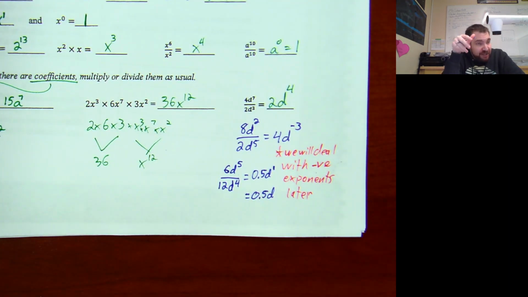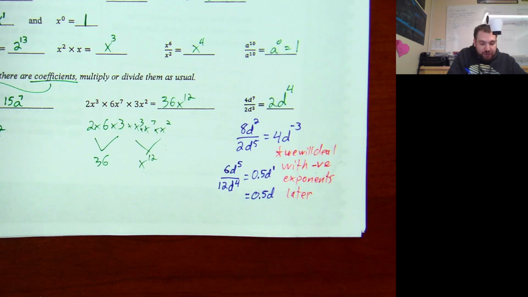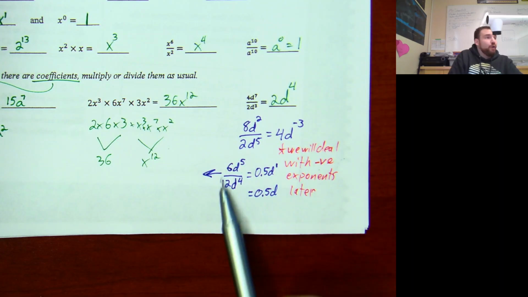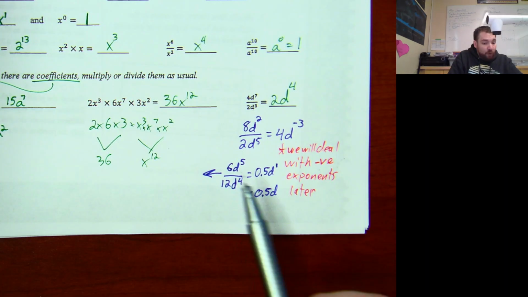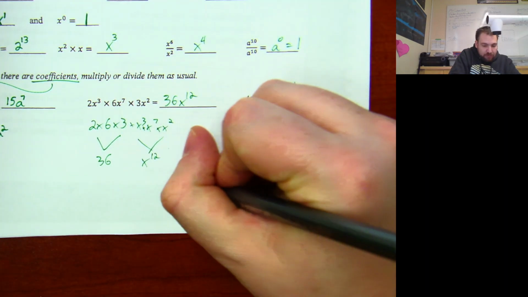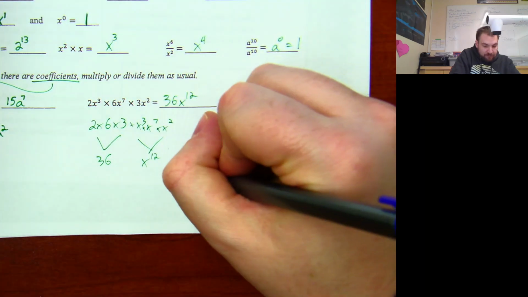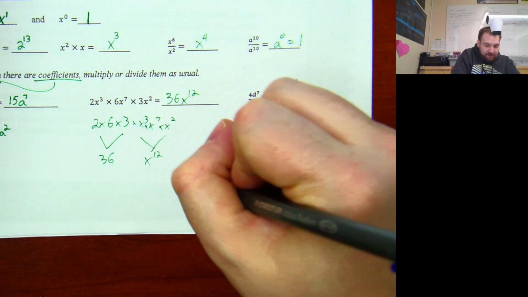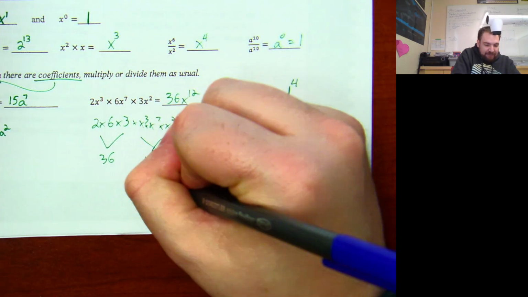Your other option, if you don't convert this to a decimal, what you could have done instead: 6 over 12, if you wanted to leave that as a fraction, how would you reduce this fraction? So it would become 1 over 2, d to the 1. But this thing then is just the same as d divided by 2.